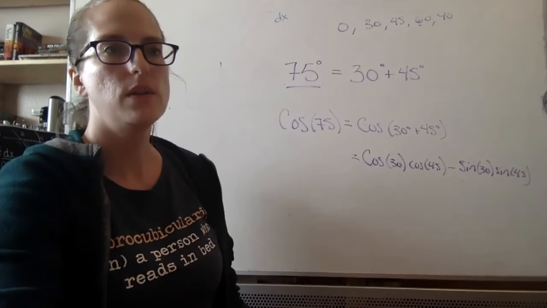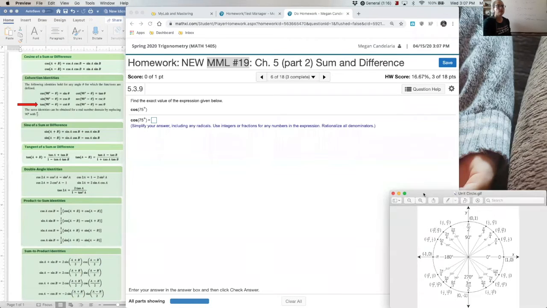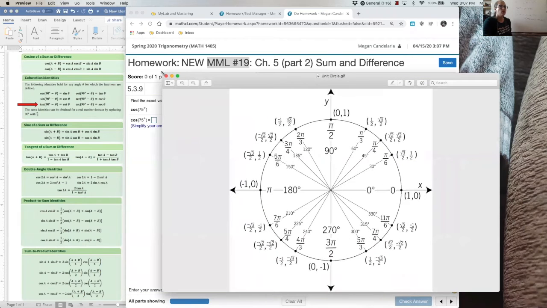Okay, so I've got a unit circle over here. So here's our unit circle. And so from our unit circle, we want to know what cosine of 30 is. Cosine of 30 is square root of 3 over 2. And that's going to be times cosine of 45. Cosine of 45 is square root of 2 over 2, minus sine of 30. Sine of 30 is 1/2 times sine of 45, which is square root of 2 over 2.